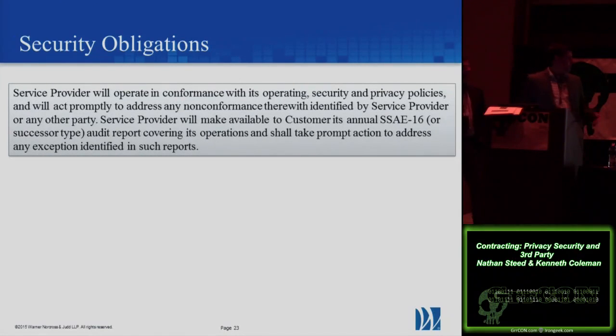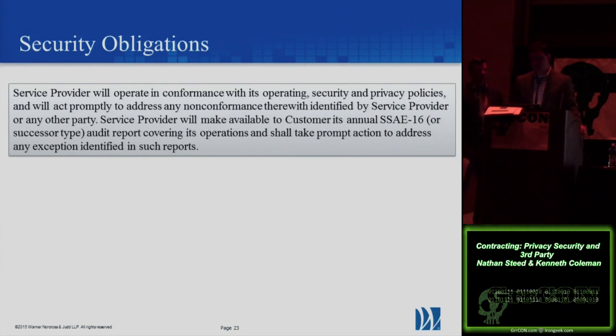So oftentimes in an agreement you'll see, most software as a service vendors are advanced enough at this point that they have at least a minimal security provision in their agreement. Oftentimes it'll look like this. We're going to operate in conformance with our operating security and privacy policies, and we're going to act promptly to address any nonconformance therewith. And then we're going to give you annually our SSAE 16 or successor type audit report.